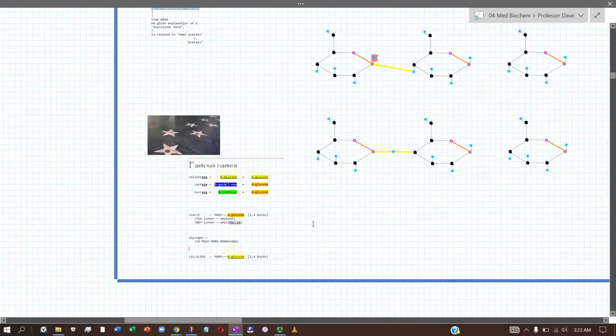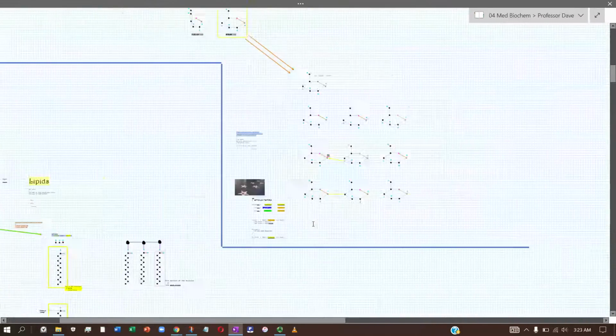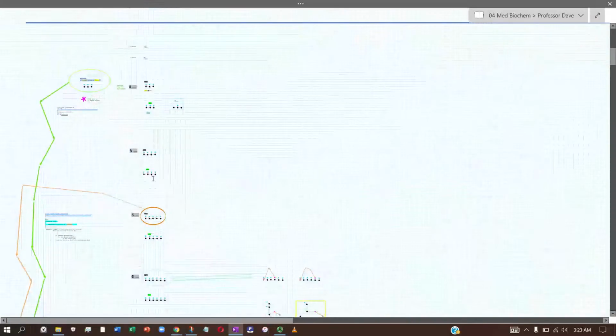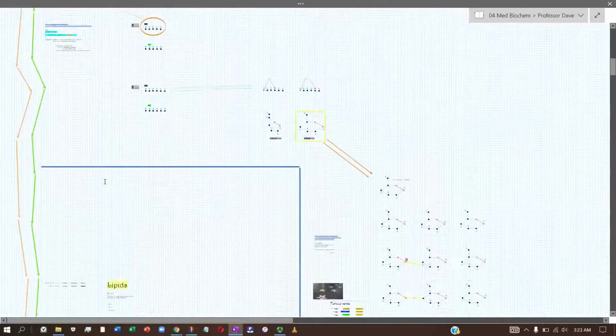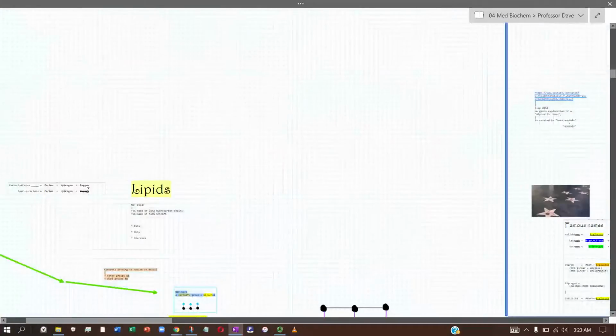Cool. All right, so that's about it for famous names, and that covers everything related to carbohydrates. Anything that seems important, at least for now. This will get us going. This will be a good way to start.